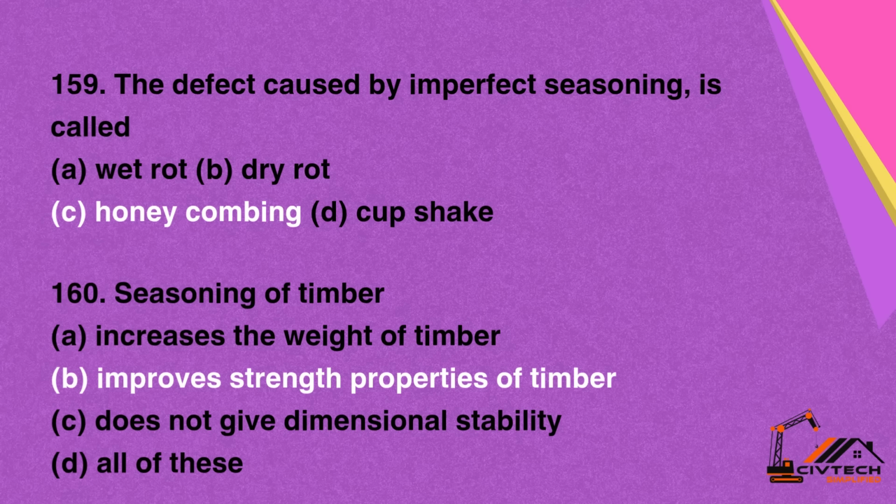Correct option. C. Honeycombing. 160. Seasoning of timber. A. Increases the weight of timber. B. Improves strength properties of timber. C. Does not give dimensional stability. D. All of these. Correct option. B. Improves strength properties of timber.